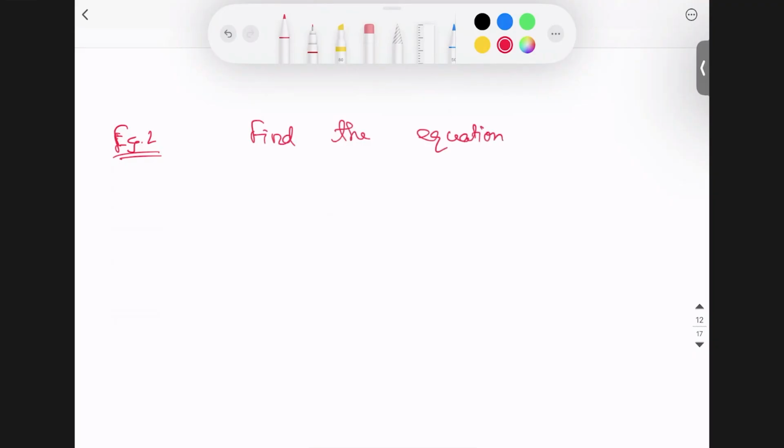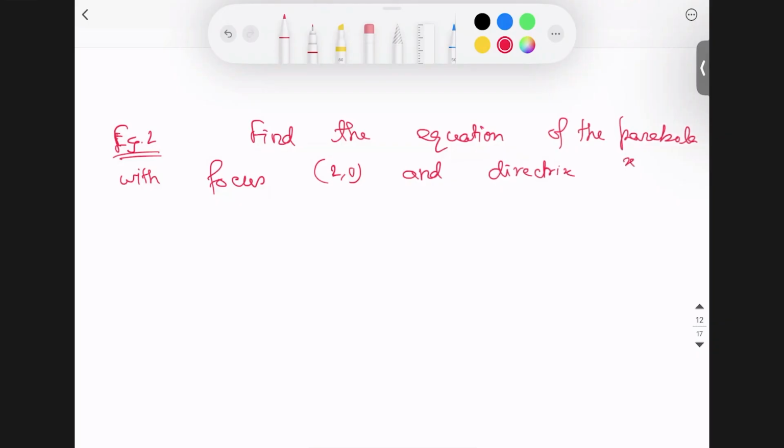Find the equation of the parabola with focus 2 comma 0 and directrix x equals to minus 2. Find the equation of the parabola with focus 2 comma 0 and directrix at x equals to minus 2.